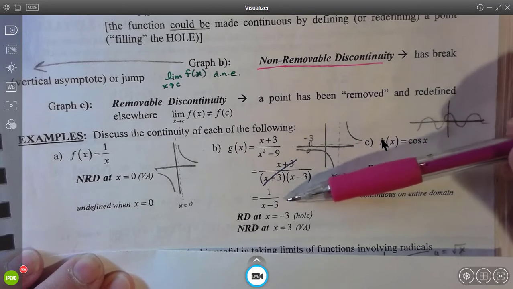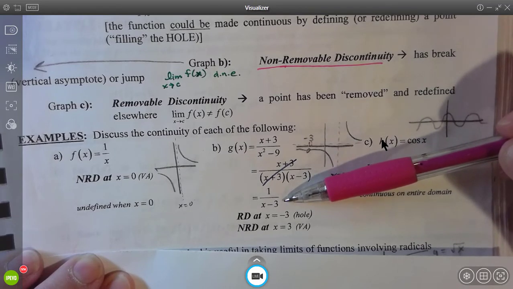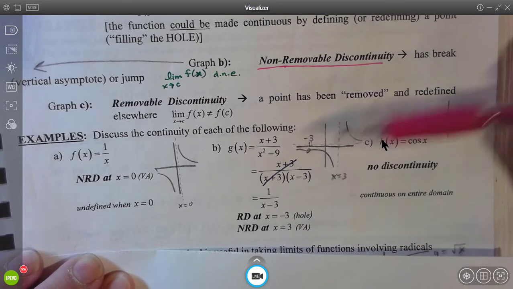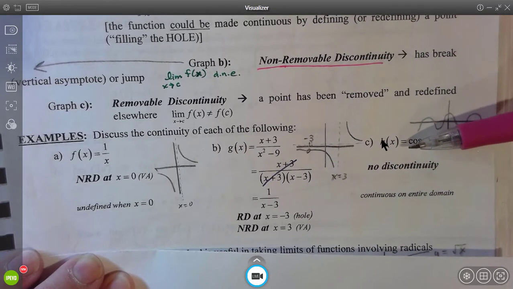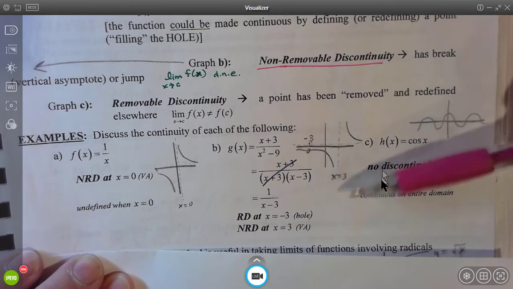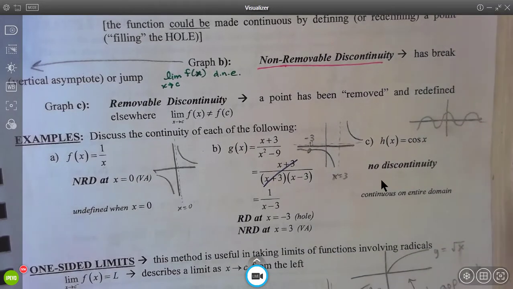And look at this. We still have a vertical asymptote at x equals 3, and that would be a non-removable discontinuity. If we look at the function h of x equals cosine of x, there's no discontinuity at all because that function is continuous.